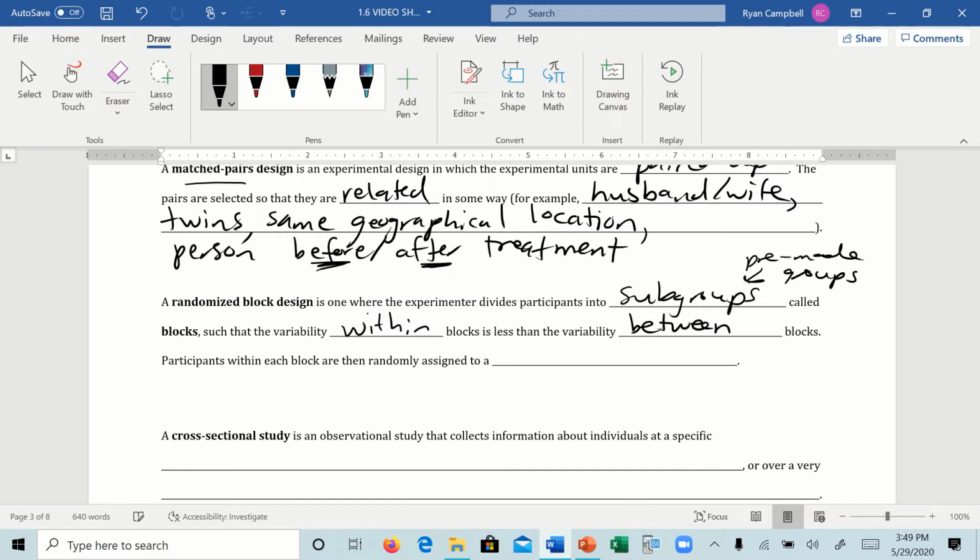If you understood the idea of those pre-made groups in one of the previous videos, then this should be okay too. And then participants in each block are randomly assigned a treatment.